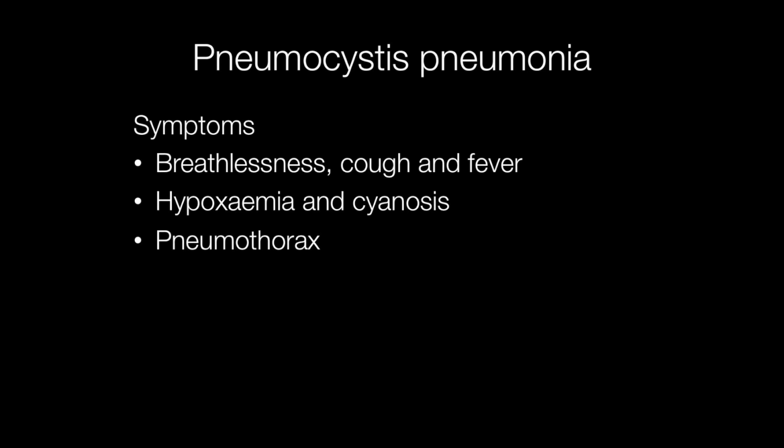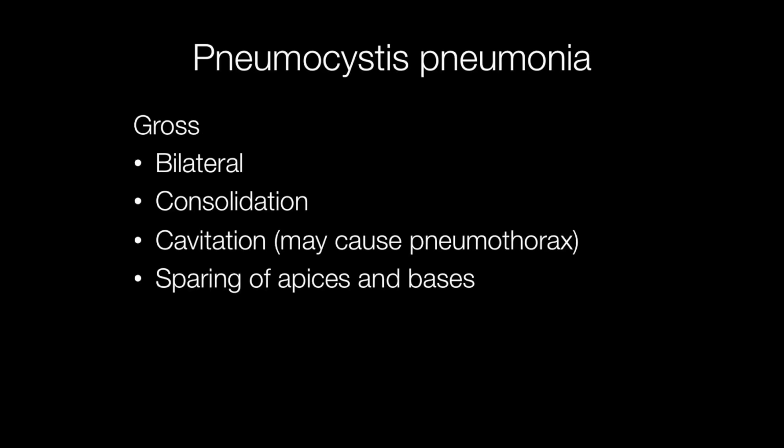Pneumocystis pneumonia presents with breathlessness, cough and fever and may progress to hypoxemia and cyanosis, sometimes with pneumothorax, and ultimately may be fatal. Grossly, Pneumocystis pneumonia is usually bilateral. There is consolidation of the lungs with sparing of the apices and bases, and there may be cavitation, and it is this that can cause pneumothorax to develop.